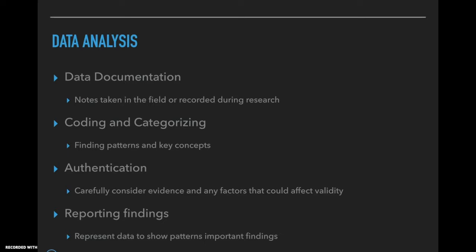Coding and categorizing: once you have collected all of your data and translated it, you can begin to start finding your patterns and your key concepts that you had in mind in connection to your hypothesis. And lastly, authentication. So you have to consider what evidence you have, what internal and external factors to do with validity may affect the study. Is that going to affect how authentic the results are going to be? Is it generalizable? All of those are different things to think about as well with your analysis.